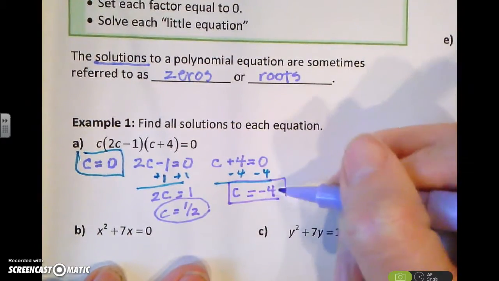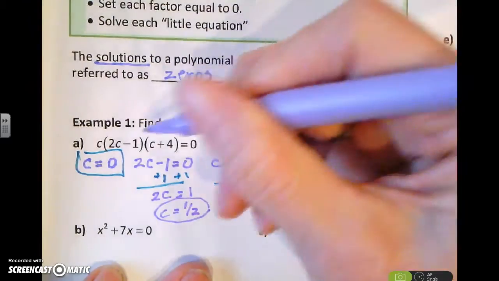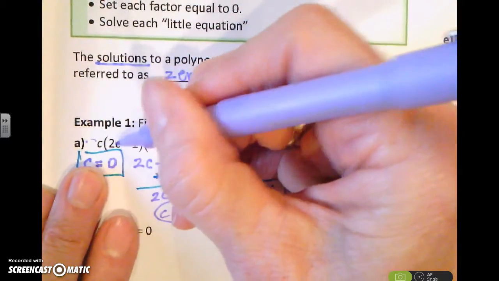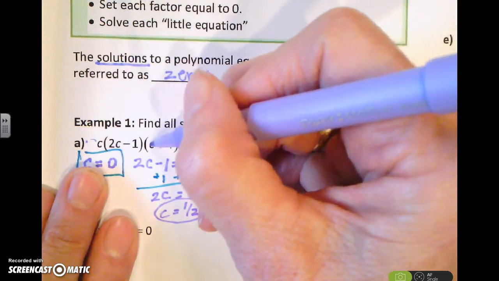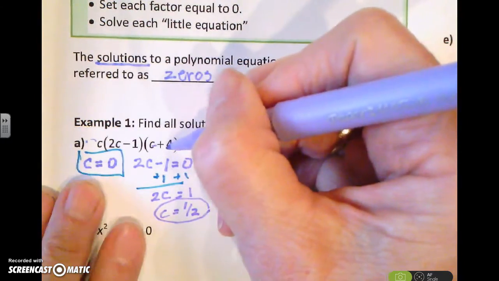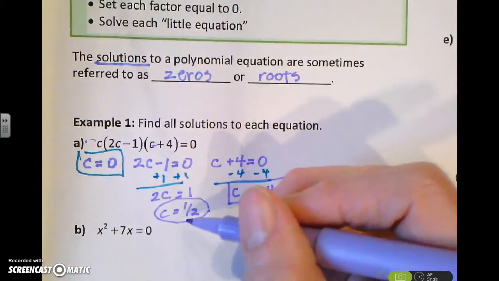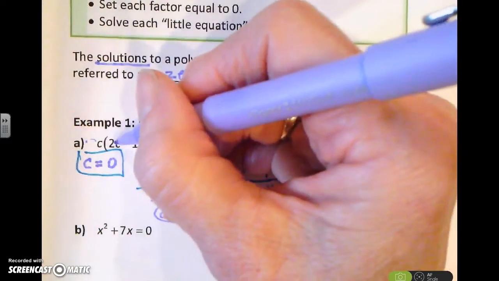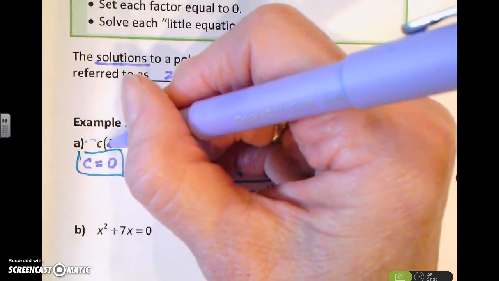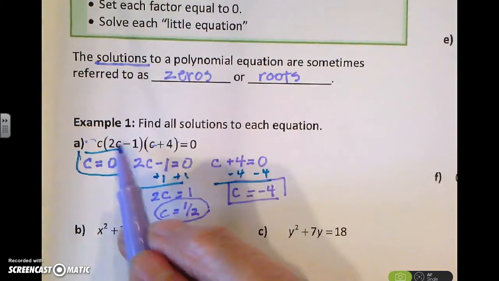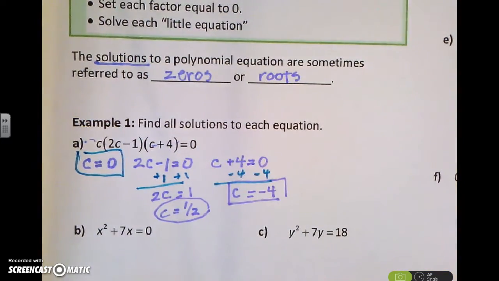You can see if I plug c is equal to -4 into all of these c's, -4 here, -4 here, and -4 here, this one is going to make it 0, and 0 times anything is 0. So that's going to be true for all of these. If I plug 1/2 into this one, I'm going to get 2 times 1/2 is 1. 1 minus 1 is 0. And 0 times anything is going to be 0.